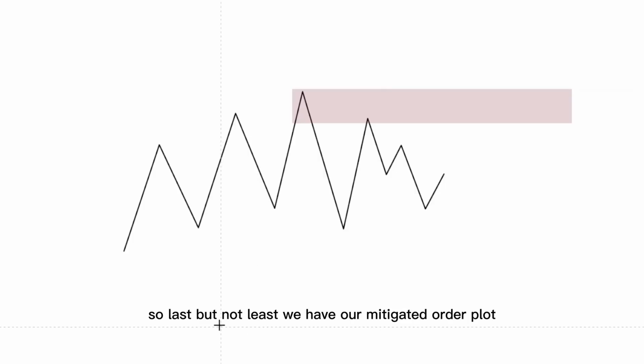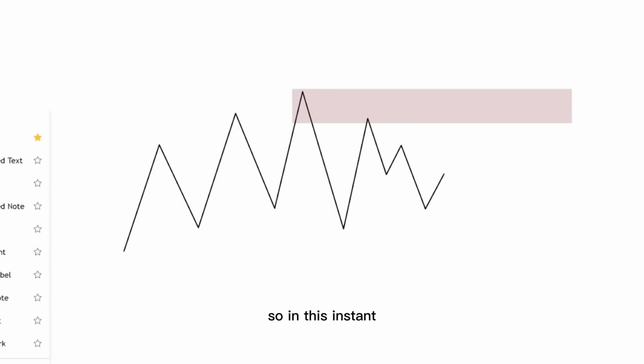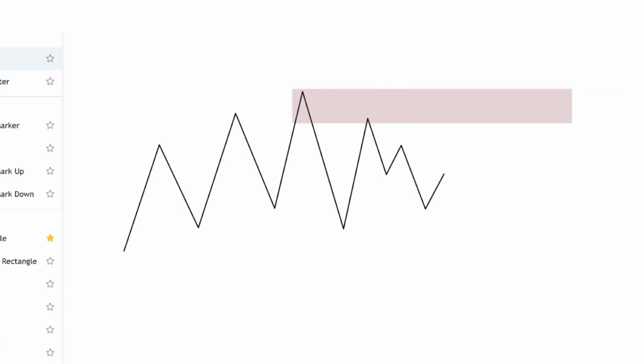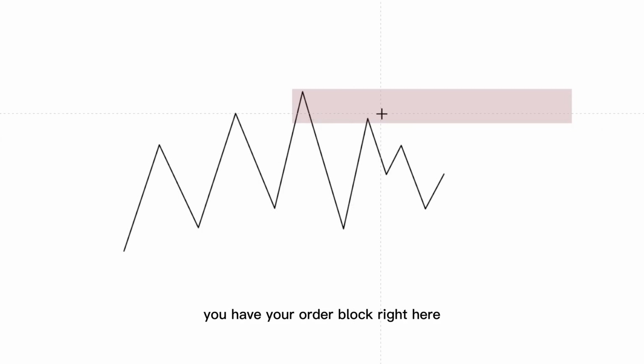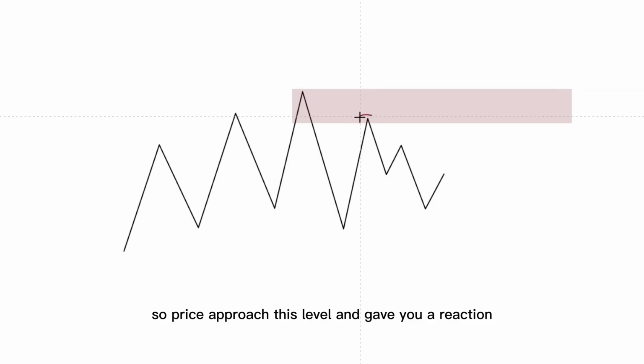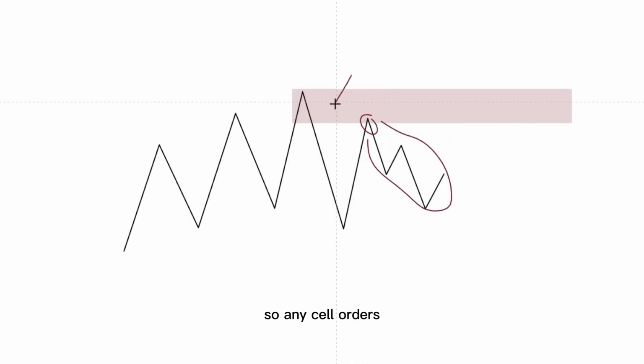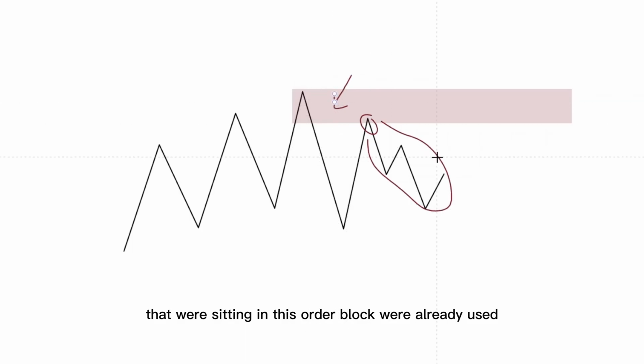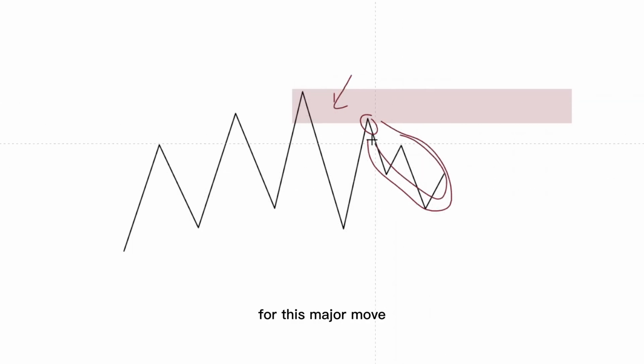So last but not least, we have our mitigated order block. So in this instance, you have your order block right here, and this order block's already been mitigated, which means been used. So price approached this level and gave you a reaction. So any sell orders that were sitting in this order block were already used for this major move.